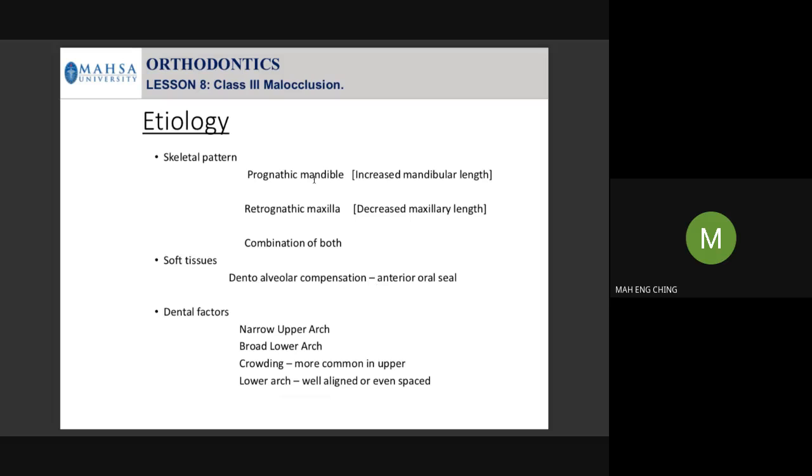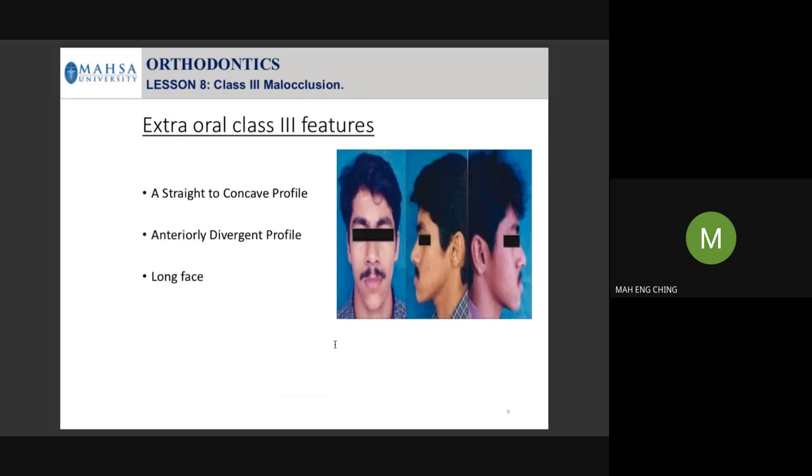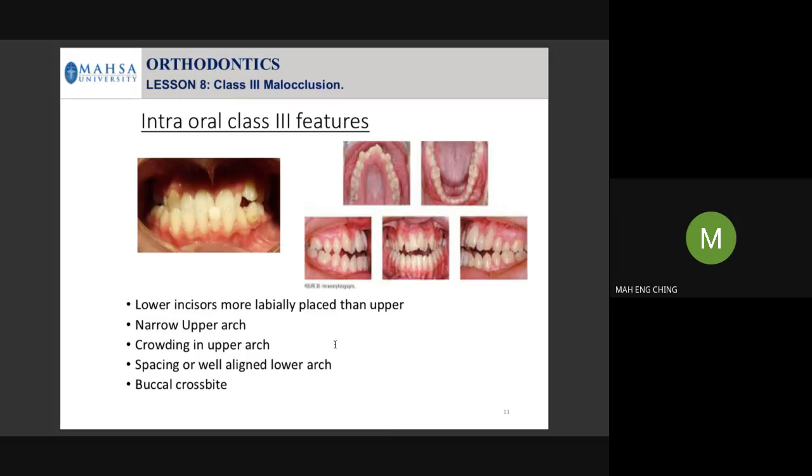Etiology is the same as class 2. It can be due to a short maxilla or a long mandible, or a combination of both. A concave profile is very common for class 3. Long face. Intraorally, anterior crossbite is most common, sometimes extending to the posterior, with buccal crossbite. There is crowding on the upper because the upper jaw is more narrow compared to the lower jaw. Because the lower jaw is too big and the upper jaw is too small, the upper usually has crowding and the lower is a bit straighter.